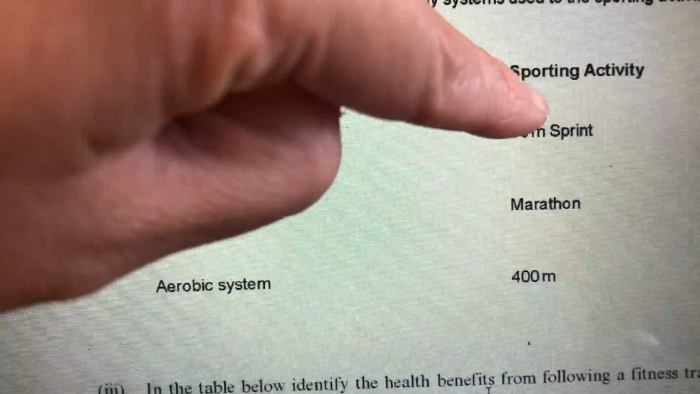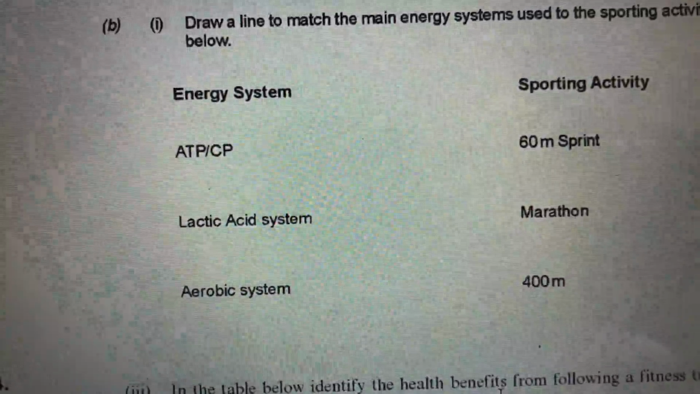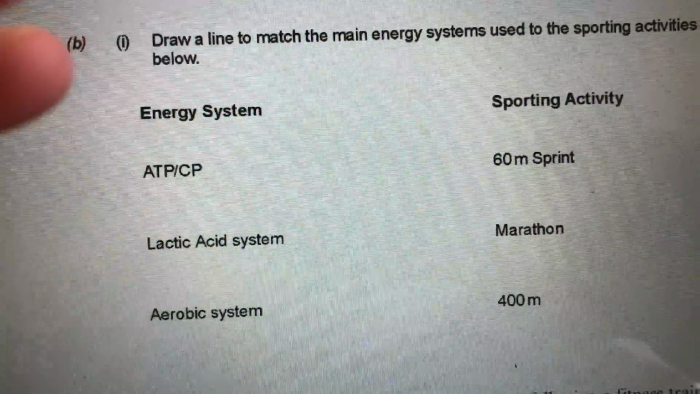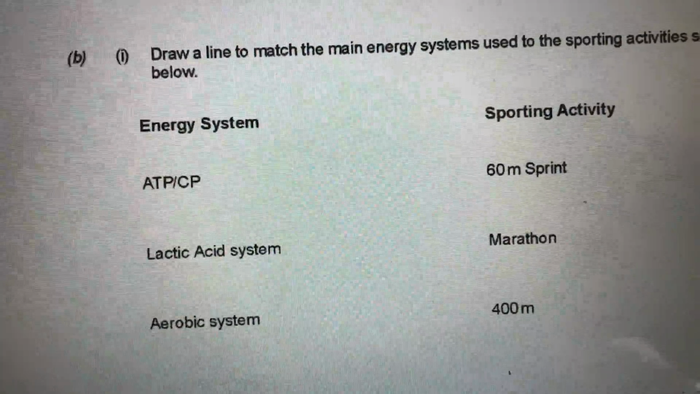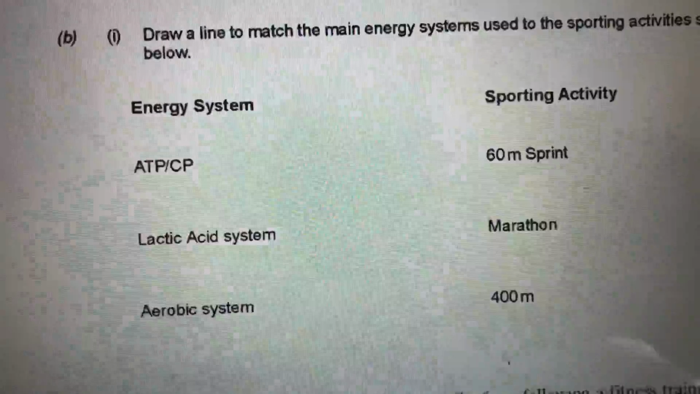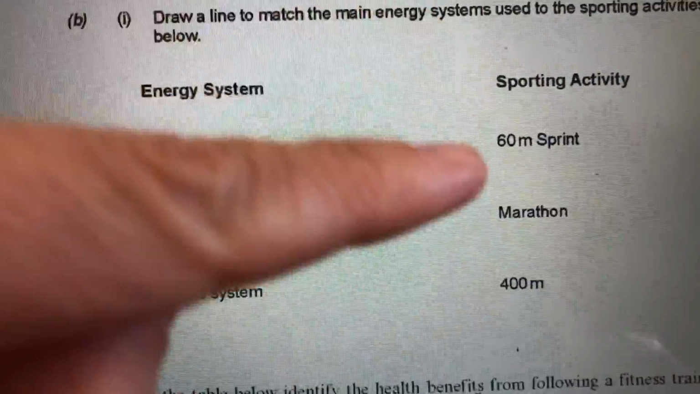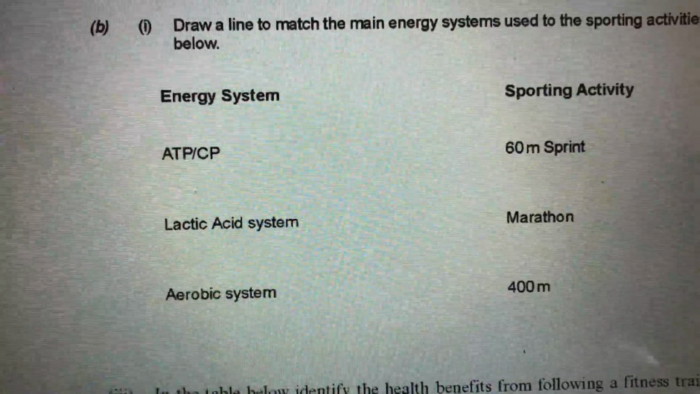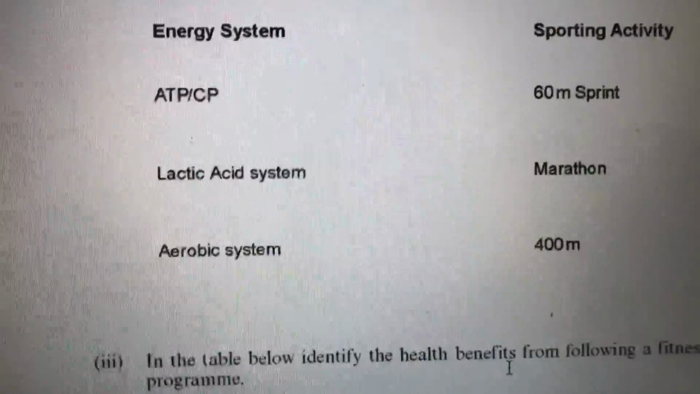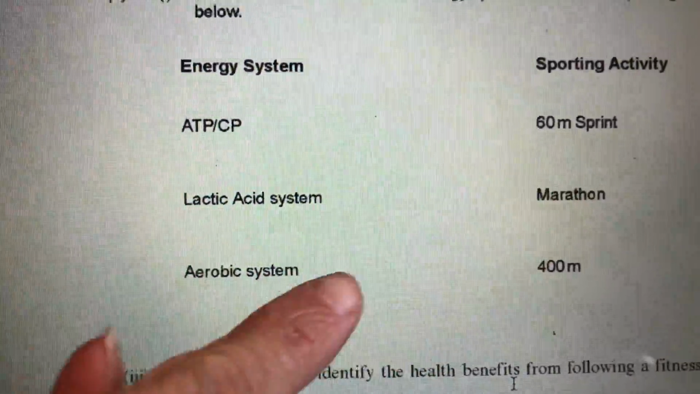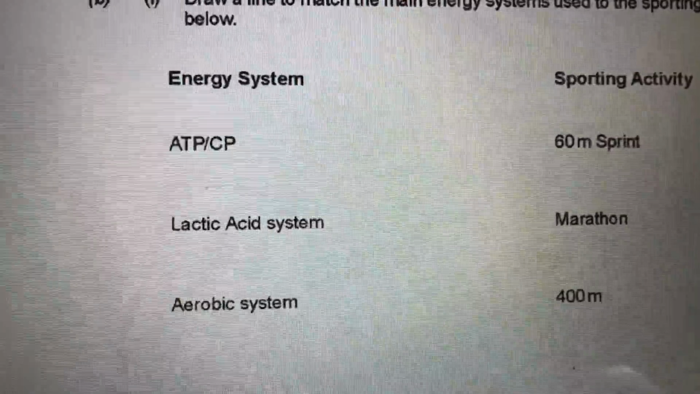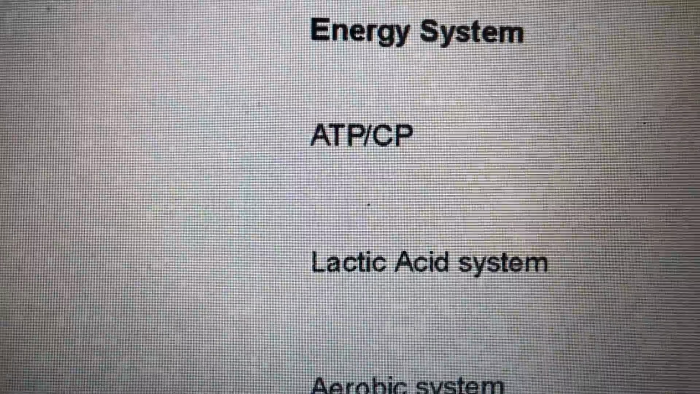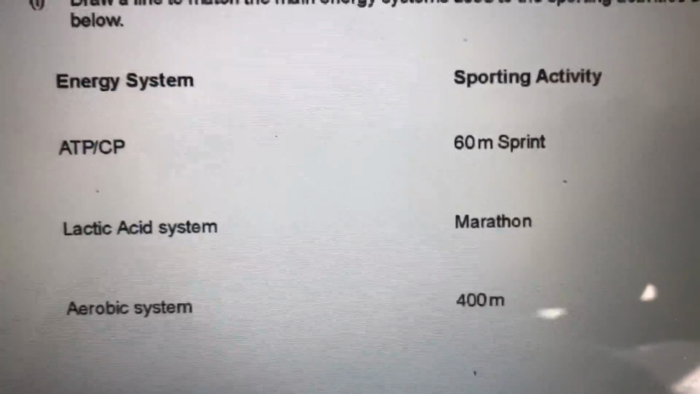The 60-metre sprint and the 400-metre sprint, they're anaerobic. They don't require oxygen. They're high intensity, they're powerful, explosive events, okay? The marathon's not. The marathon is how long I can work for. If I was to run a marathon, it'd probably take me about 6 hours, all right? So I would need my aerobic system to match up with the marathon. That then leaves us with the ATP-CP and the lactic acid system, all right?